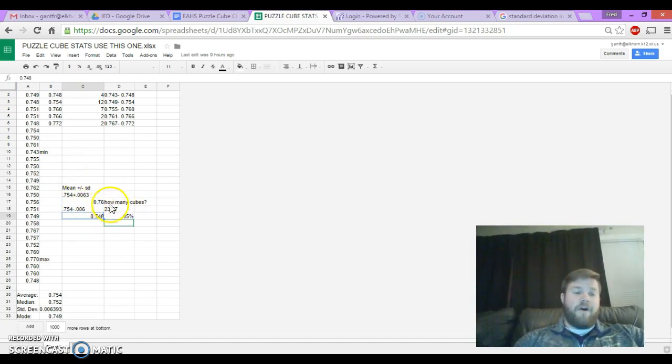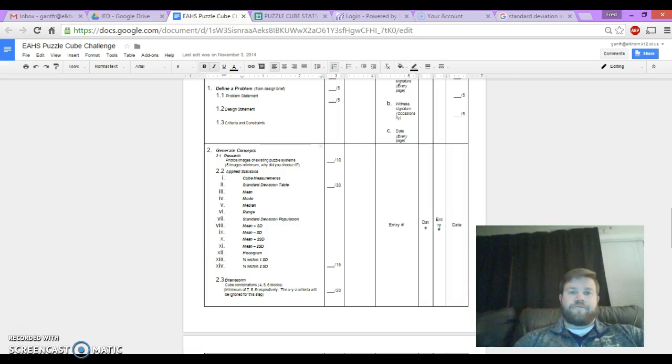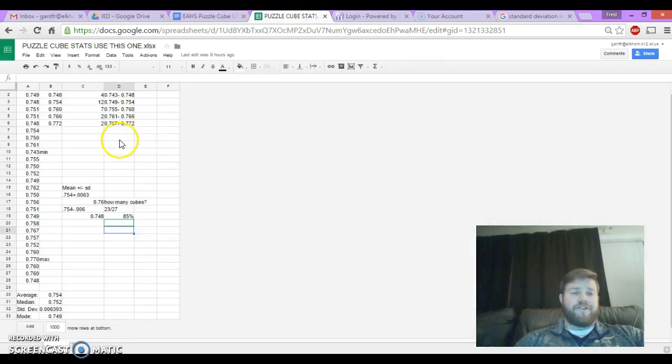If you added all these up and you count them, you actually get 23 of the 27 cubes for what I did. This is just my example. You don't have to get these exact numbers. Your examples will be different, but that's about 85% of the cubes fit within one standard deviation, which is actually, if you look back at our example, what we should calculate. So our numbers are supporting each other.